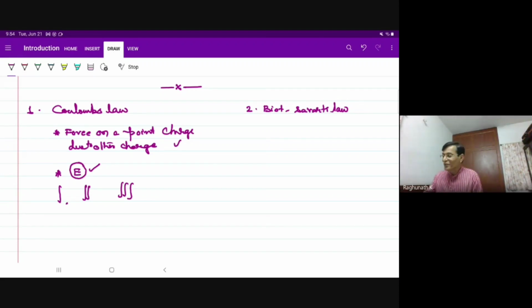I will know how to use the formula that gives the field at a point because of a point source to determine the field at any point because of a distributed source, which is distributed on a line, or a surface, or in a volume.